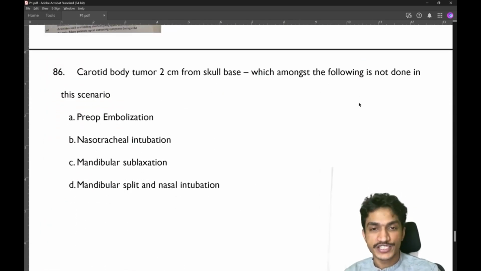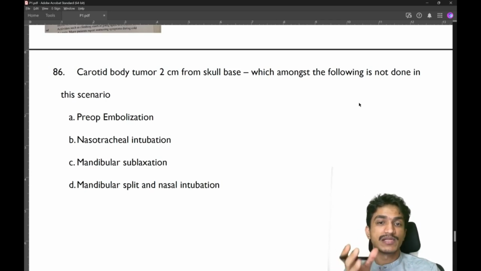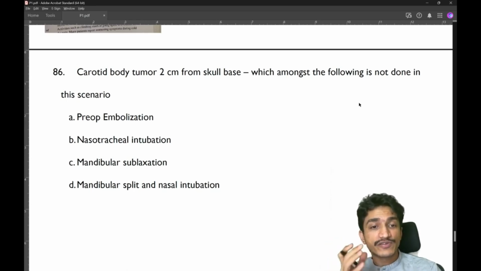Now, carotid body tumor 2 centimeter from the skull base. I think there was a long question stem, but the gist was this: which of the following is not done?